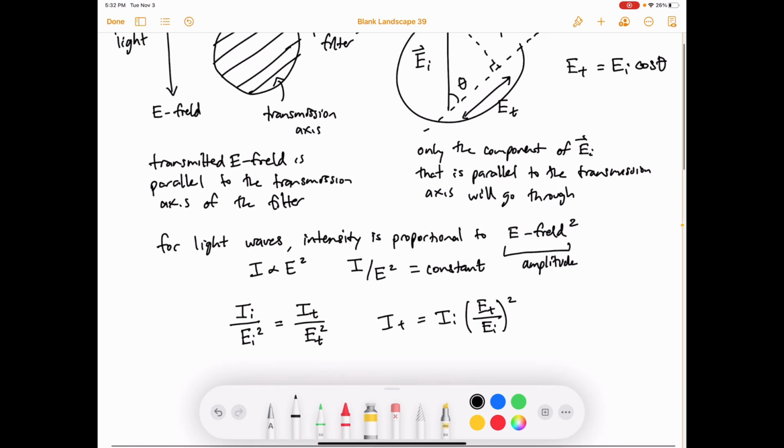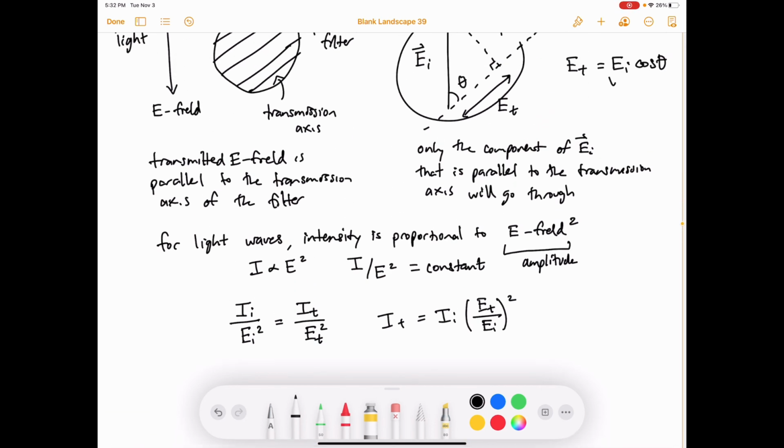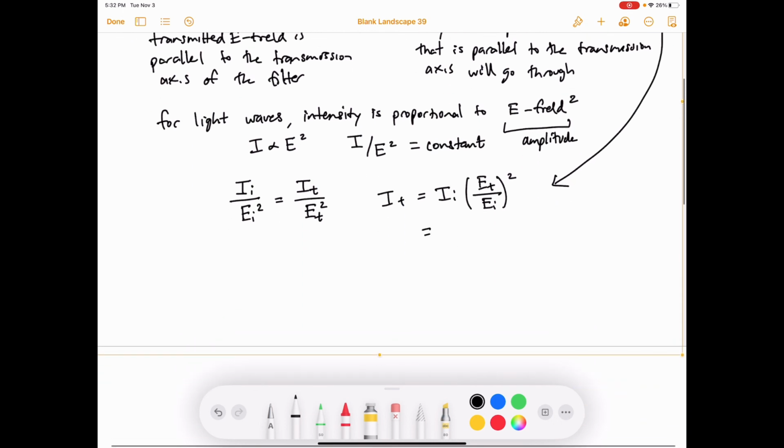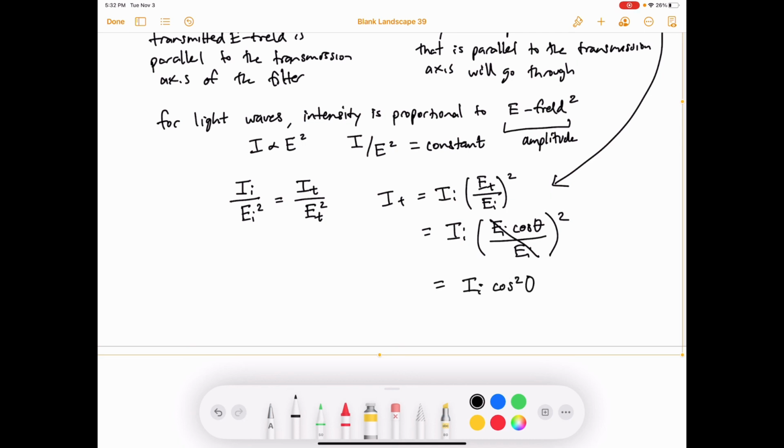But from up here, we have the result that the E field transmitted is the E field incident times cosine theta. So let's plug that in. I_T is equal to (E_I cosine theta) divided by E_I, all squared. So we cancel out E_I, and we get I_I cosine squared theta. That's where Malus's law comes from.